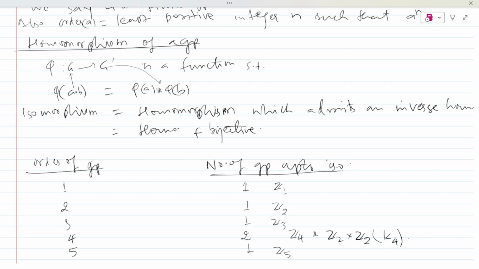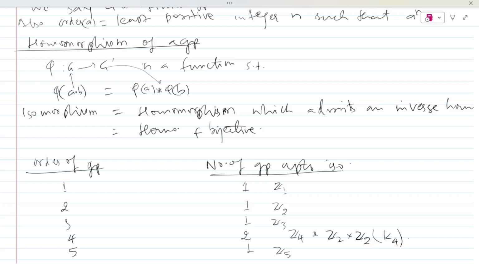After that, I am talking about isomorphism. What is an isomorphism? An isomorphism is nothing but a homomorphism which admits an inverse homomorphism. That is, every element has a respective inverse. So homomorphism plus inverse means what? The function should be one-one and onto, that is bijective. So homomorphism plus bijective is nothing but isomorphism.